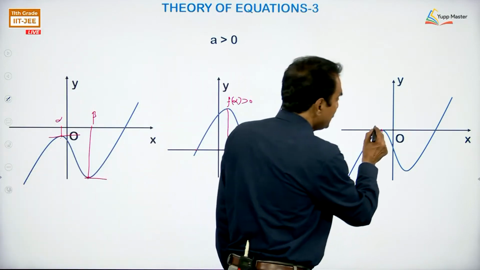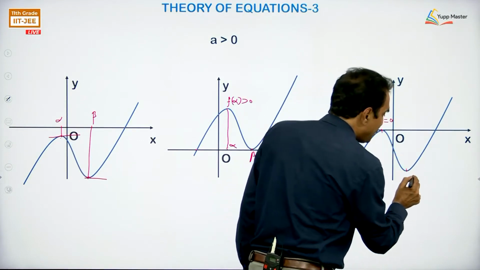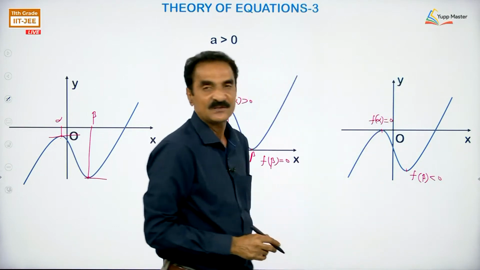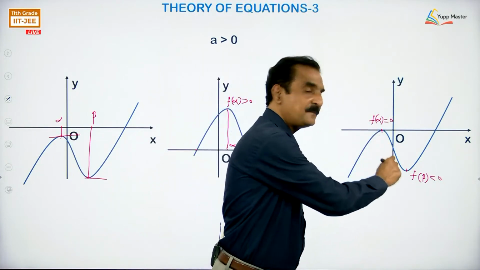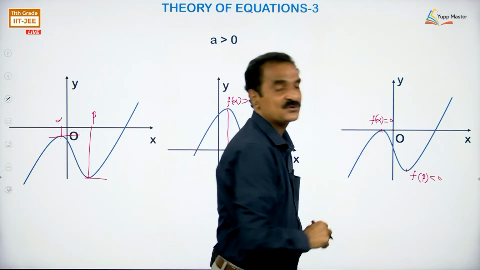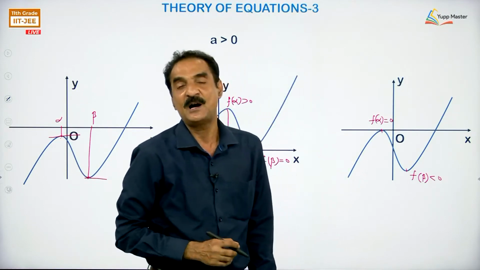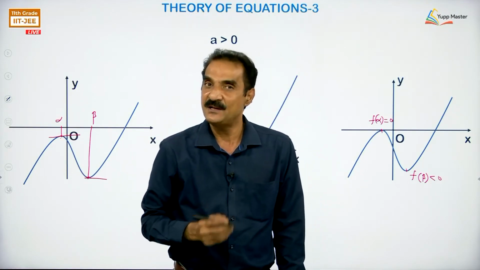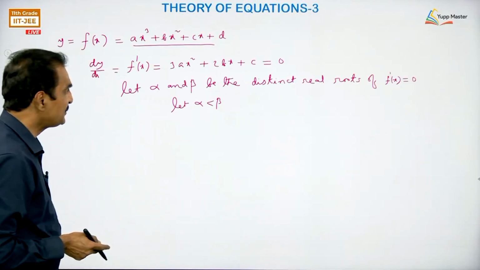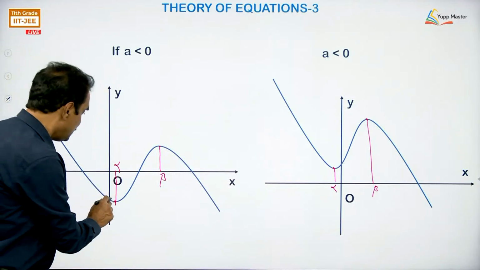Similarly, here f of alpha is equal to 0 and f of beta is negative. In this case also, we say that the graph intersects the x-axis at 3 points, but 2 points coincide. So this cubic equation f of x is equal to 0 will have 3 real roots in which 2 are equal.